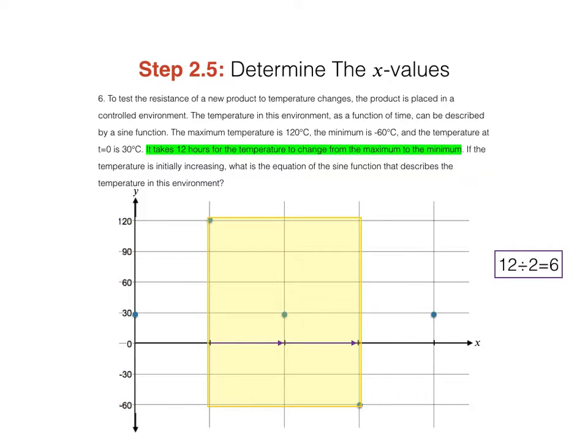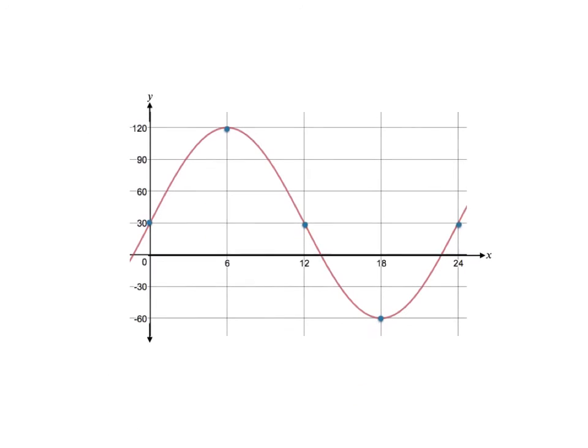If the time span between these 3 ticks is 12 hours, there are 2 gaps in between that must be equal in value. We can divide 12 hours by 2 and determine the value between each crucial point must be 6 hours. Now we can label the x-axis values as 0, 6, 12, 18, and 24.